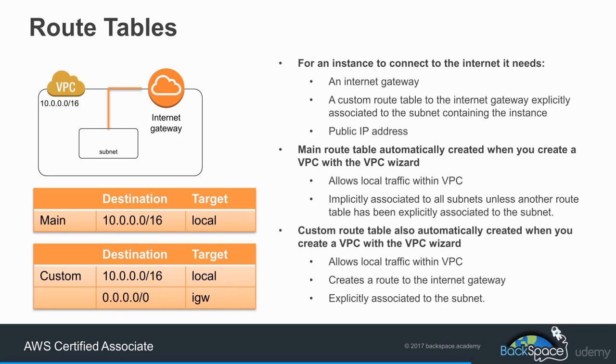So a custom route table is also automatically created when you create a VPC using the VPC wizard, and that is one that allows traffic from your public subnet through to the internet gateway. It creates a route to the internet gateway, and it is explicitly associated to your public subnet, the subnet that you want access to the wider internet. And so that's what it looks like there. It will have the local traffic allowed, but it also will have destination everywhere go through to the internet gateway.